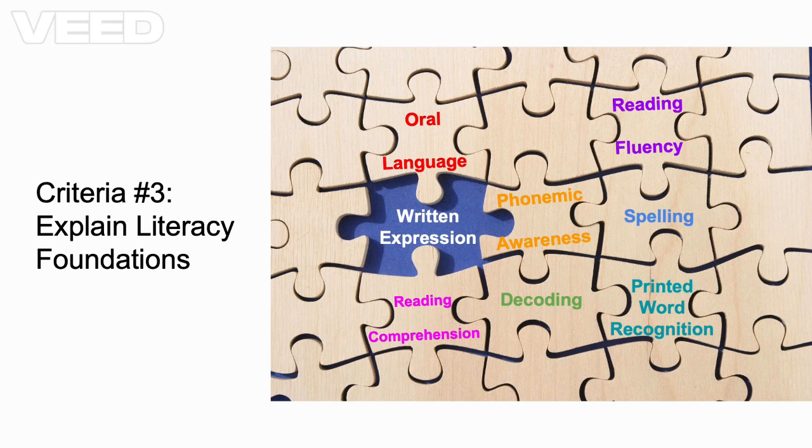In the visual, I've given a puzzle with one missing piece, where the missing piece is written expression. This is to demonstrate that overall literacy is determined by the interaction of all of these skills. And to have a weakness or deficit in one will contribute to an overall deficit in literacy foundation.